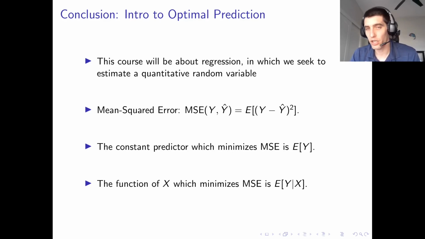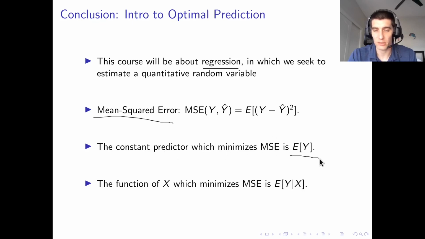So we're going to conclude this lecture. It's a very short one, just getting us started on what it means to do well when we're predicting one random variable from another. And for us, that's going to mean small mean squared error. Just highlighting what we've done: we are talking about regression in this course, estimating quantitative random variables. We're going to do so with mean squared error. The constant predictor which minimizes mean squared error is the expectation. And if we have an input x, then what we want to do is find the conditional expectation.